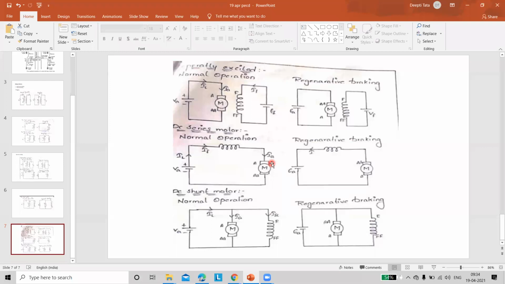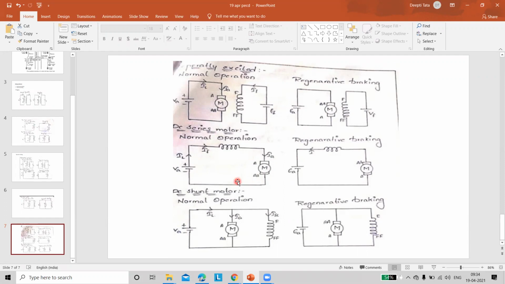Just like the first plugging condition method, the first condition, that means the motor armature terminals are reversed. Think it once. Just see the diagrams, A and A here, but here A and A.